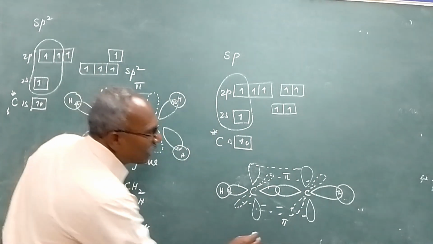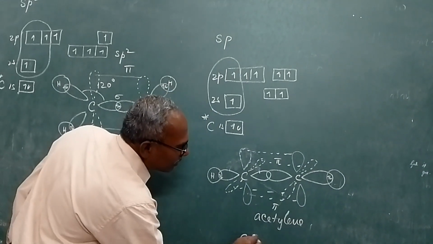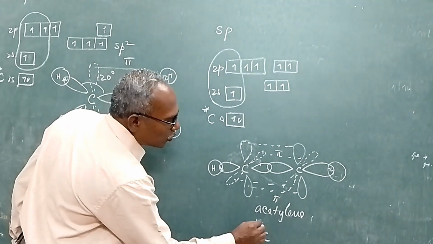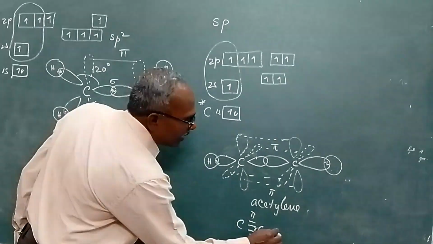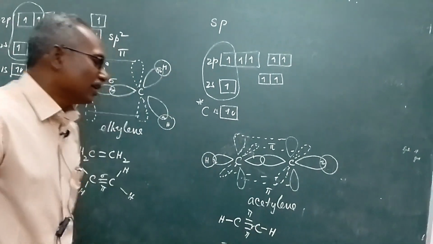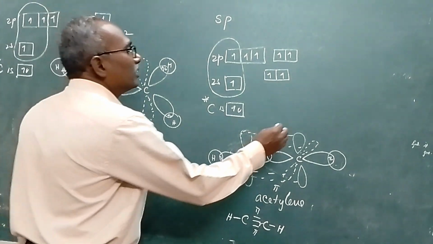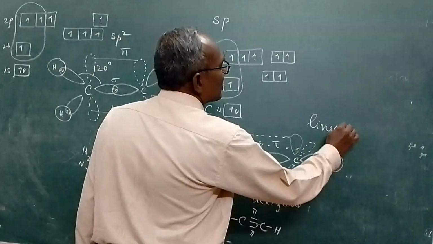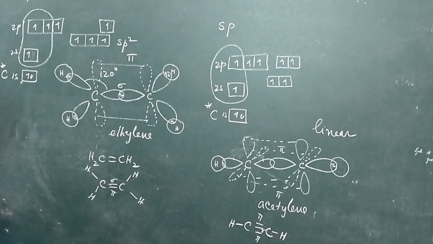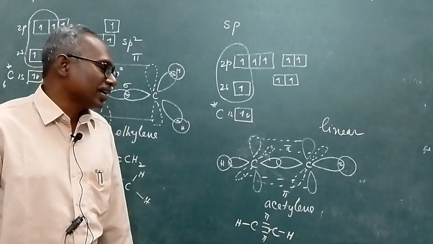So this is the structure of acetylene. In acetylene, between carbon and carbon there are 3 bonds, 2 pi and 1 sigma, and on the other side, sigma bonds with the 2 hydrogen atoms. This is how the acetylene structure is. So acetylene is linear in structure, with the triple bond between carbon and carbon, and in the triple bond, 1 is sigma and 2 are pi bonds.